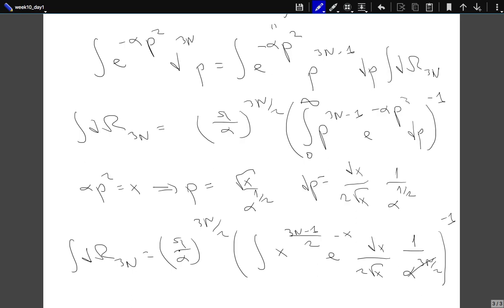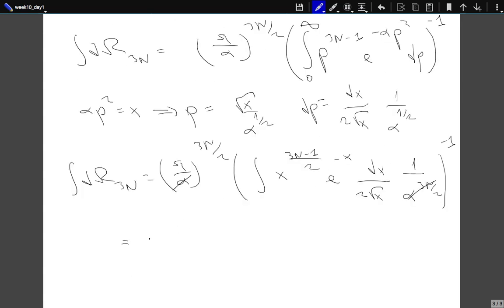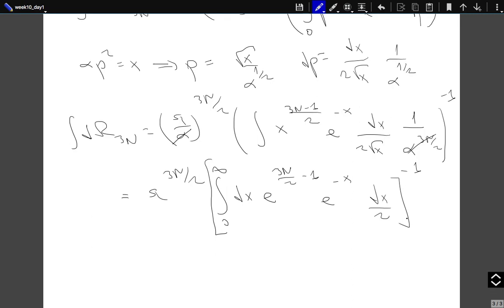Now this alpha basically cancels this one. That should be the case because the angular integral doesn't depend on alpha. So if alpha didn't cancel, we would have known that we have made a mistake somewhere. So what remains? This is pi to the power 3n over 2, divided by the integral dx from 0 to infinity of x to the power 3n over 2 minus 1, e to the power minus x, times dx over 2 to the power minus 1. That integral is nothing but the gamma function.